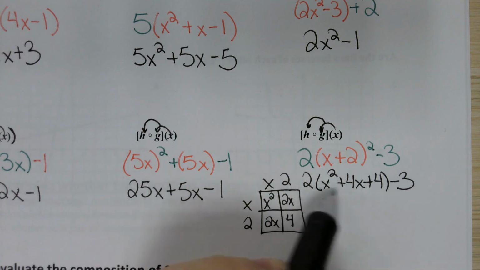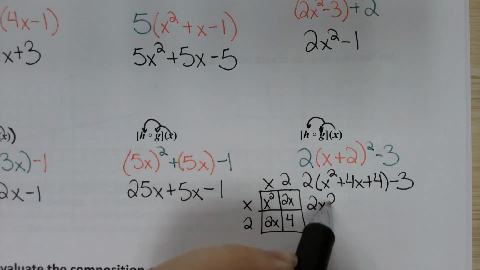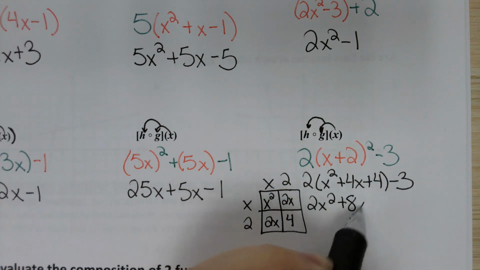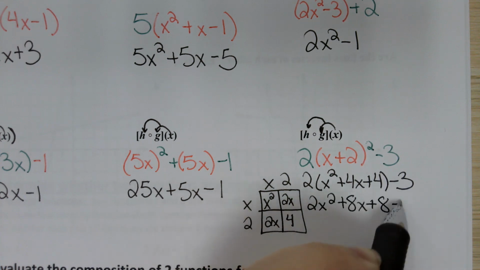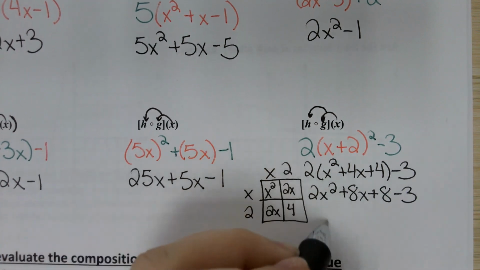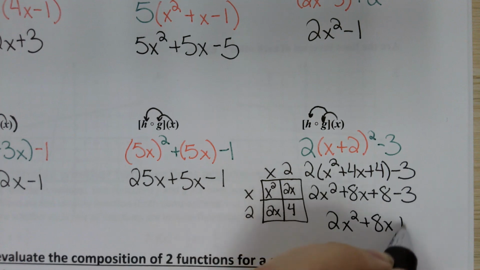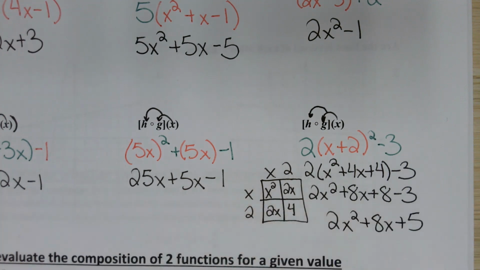Distribute that 2 to each of the 3 terms to give us 2x squared plus 8x plus 8 minus 3. And 8 minus 3 gives us 5. So there's our answer.